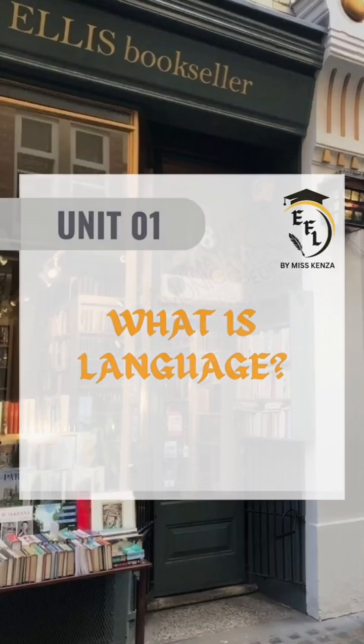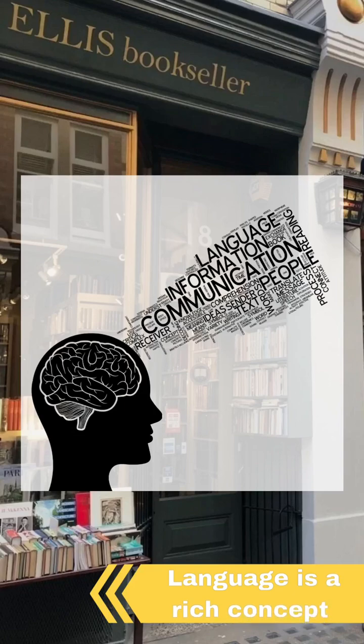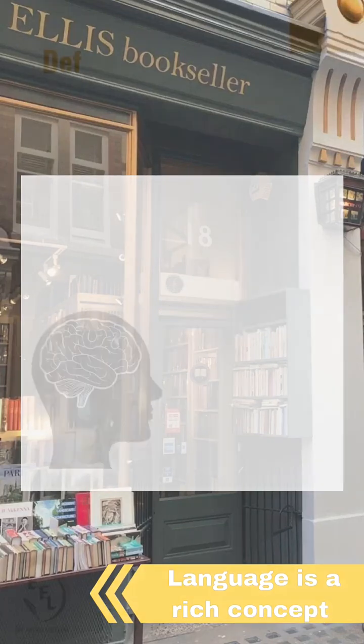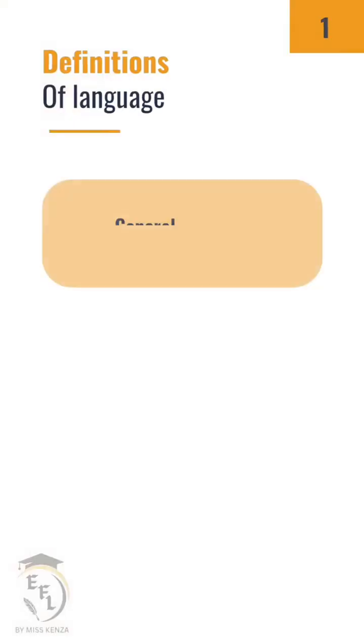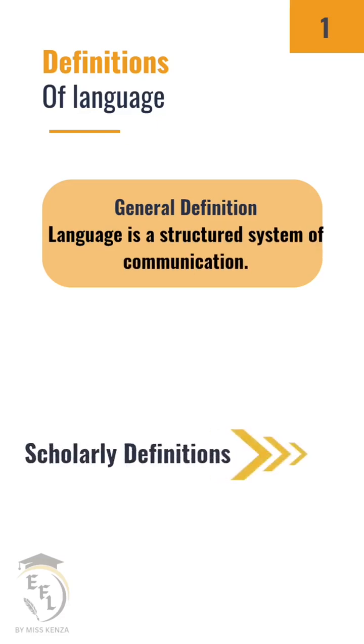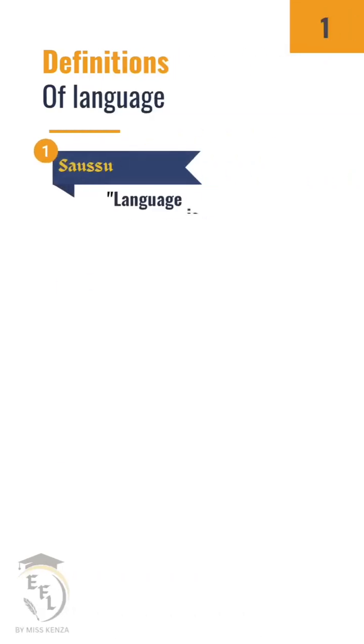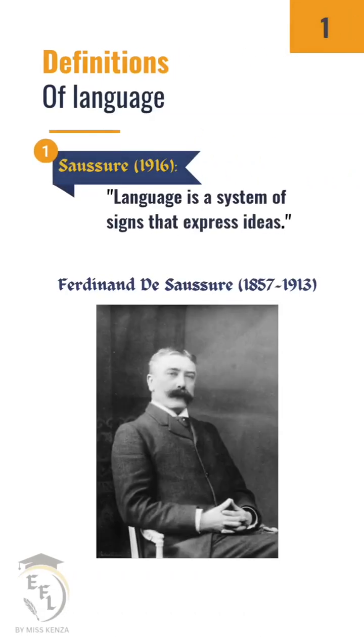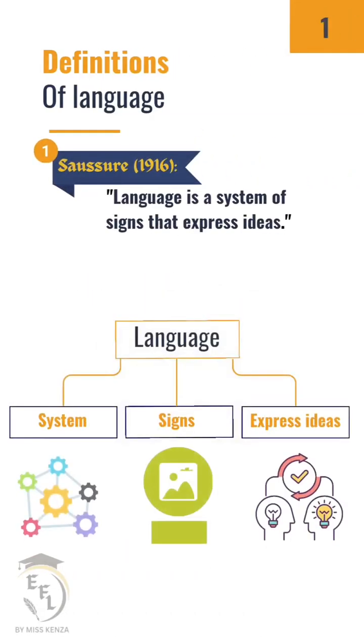What is language? The concept of language is very rich. However, there are many definitions of language, not only one. Generally, we can define language as a structured system of communication. However, there are many definitions by famous scholars. Let's have a look. Ferdinand de Saussure defined language as a system of signs that express ideas.